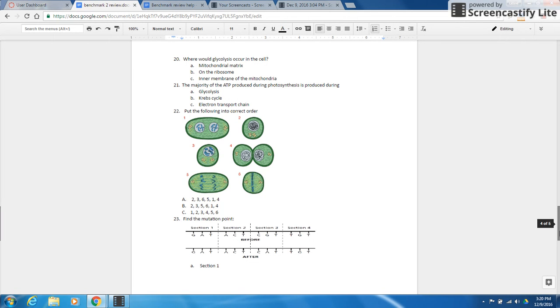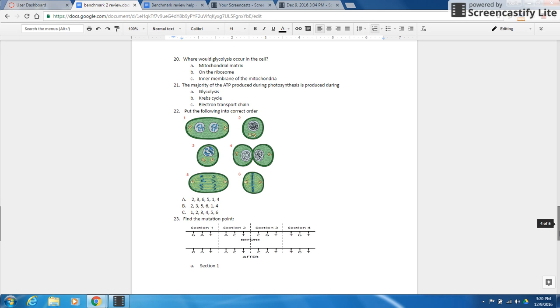21. The majority of the ATP produced during photosynthesis is produced during, and we've talked about this before in these recordings, it has to be: glycolysis produces 2, Krebs cycle produces 2, and the electron transport chain produces a whole lot more. So the answer is C, electron transport chain.